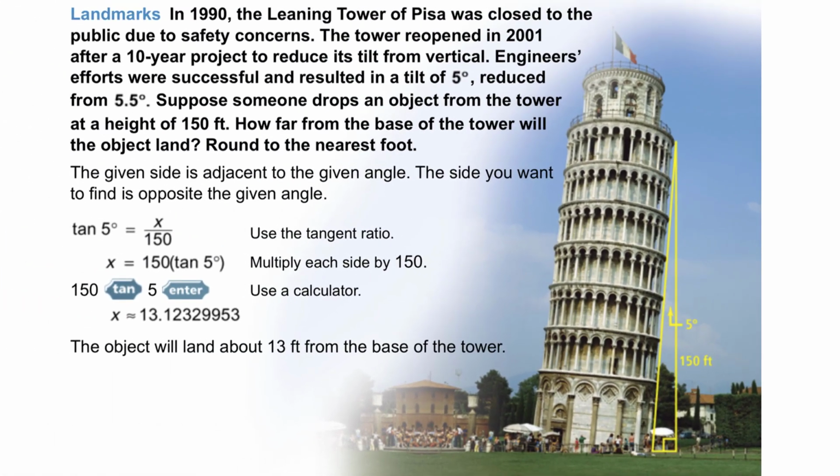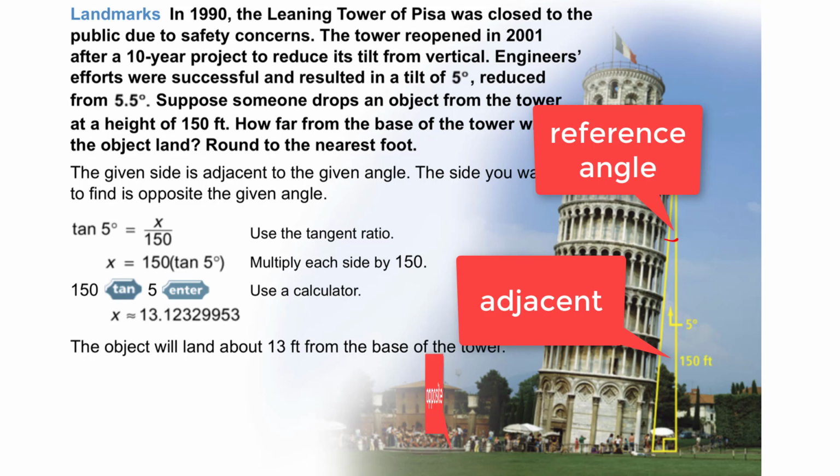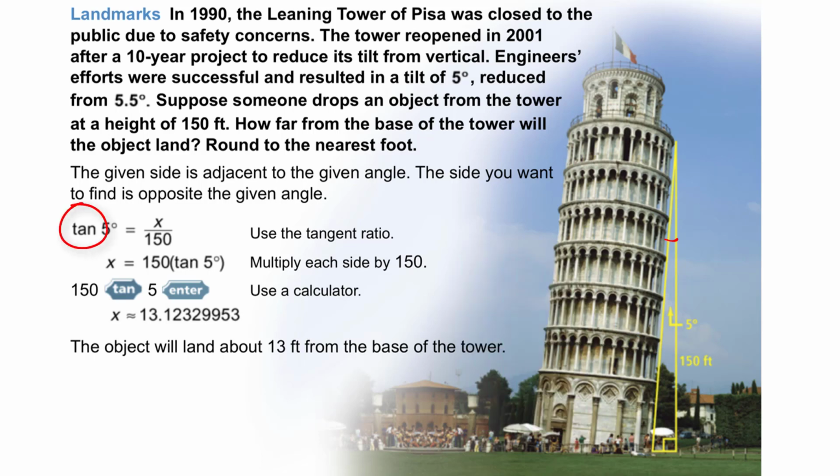What we need to do is figure out which trigonometric ratio to use. Focusing on the triangle, our reference angle is this skinny peak angle of 5 degrees. We know the adjacent side length, and what we want to find is the opposite. So we need to use the trigonometric ratio that incorporates opposite and adjacent. So that's not sine, that's not cosine, that's tangent.